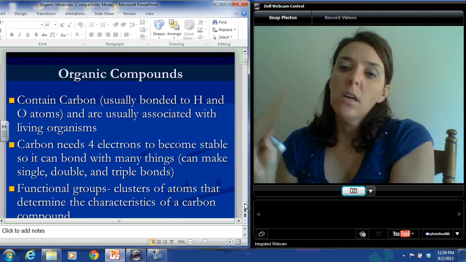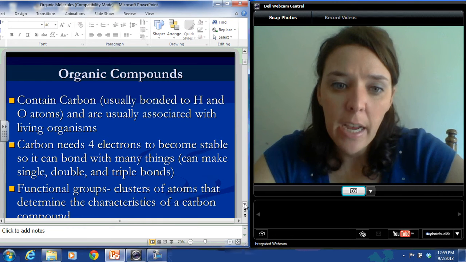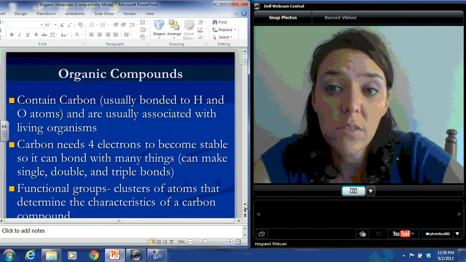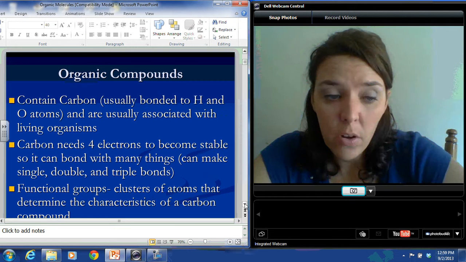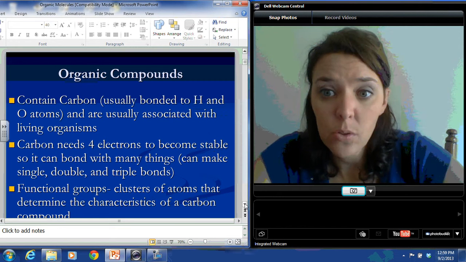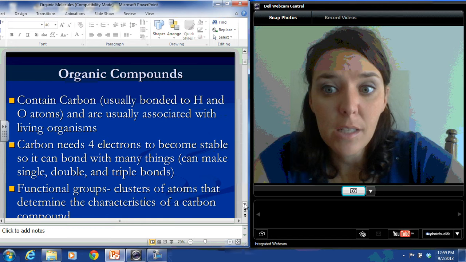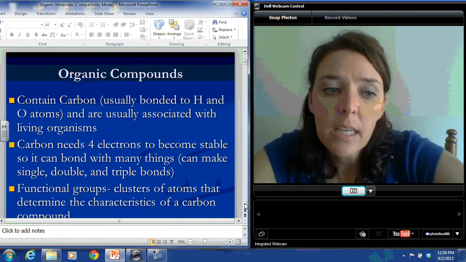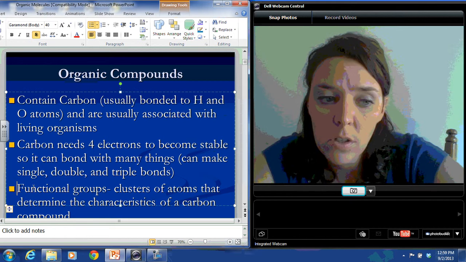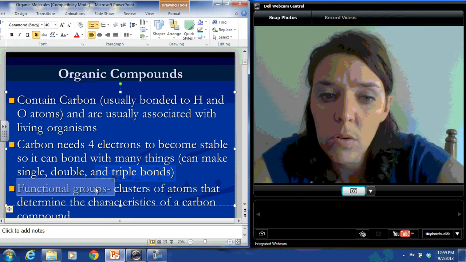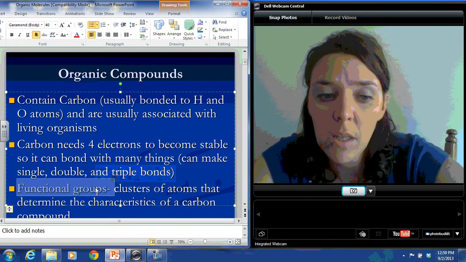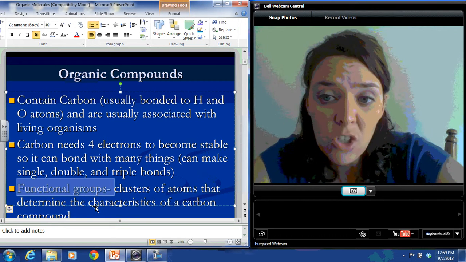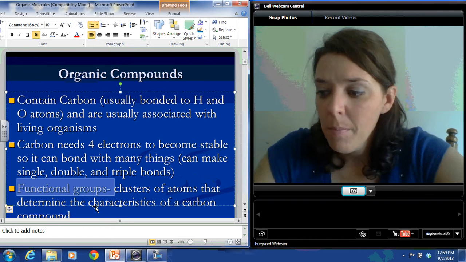Okay, now carbon, we've talked about already, has 4 valence electrons, which means it can bond with lots of different things, which gives us the ability to have all those different organic molecules like carbohydrates, lipids, proteins, nucleic acids. And what makes them unique is that they have functional groups. Okay, and as we go through all the different types of organic molecules, we'll look at their functional groups. The functional group can change a molecule by a lot.